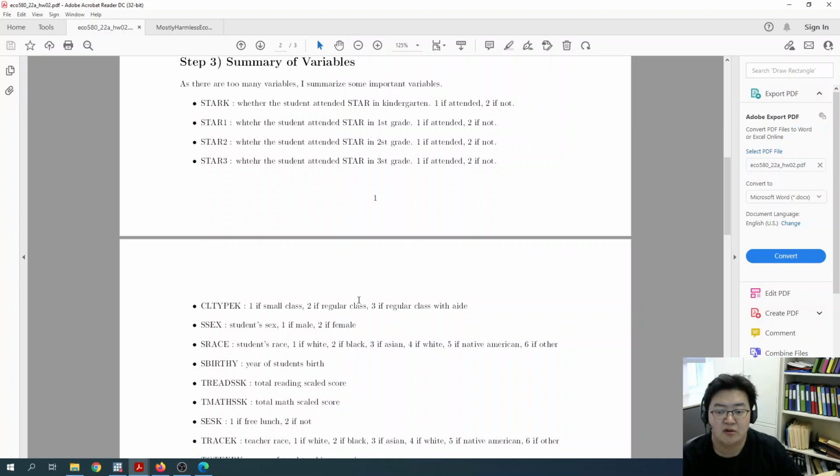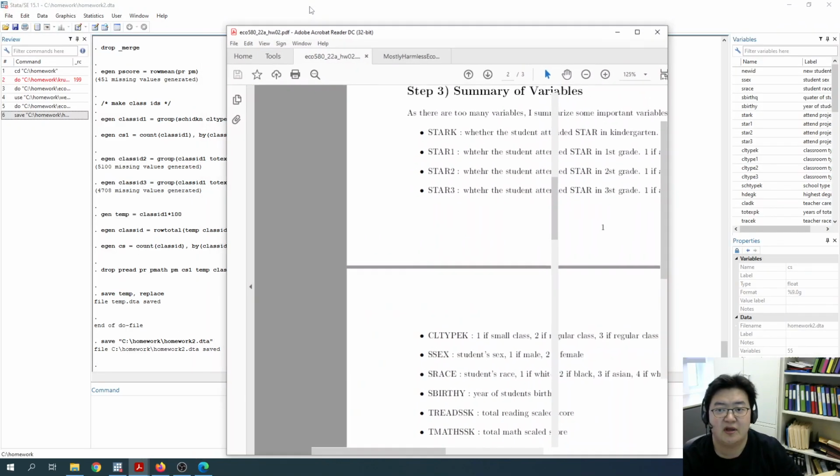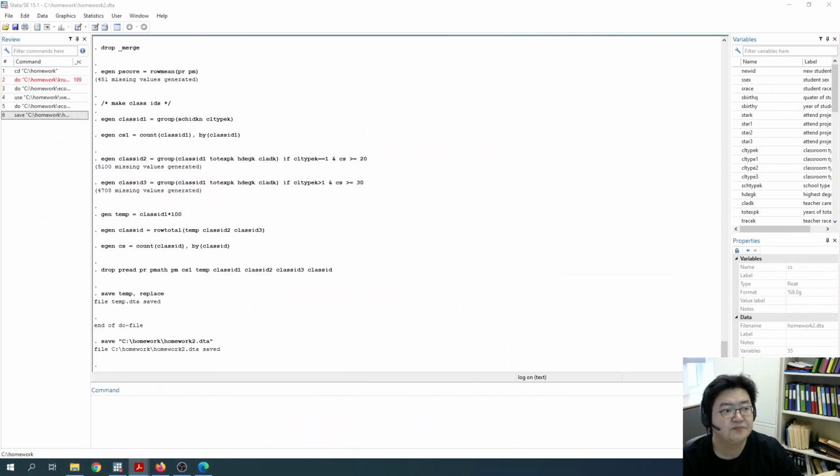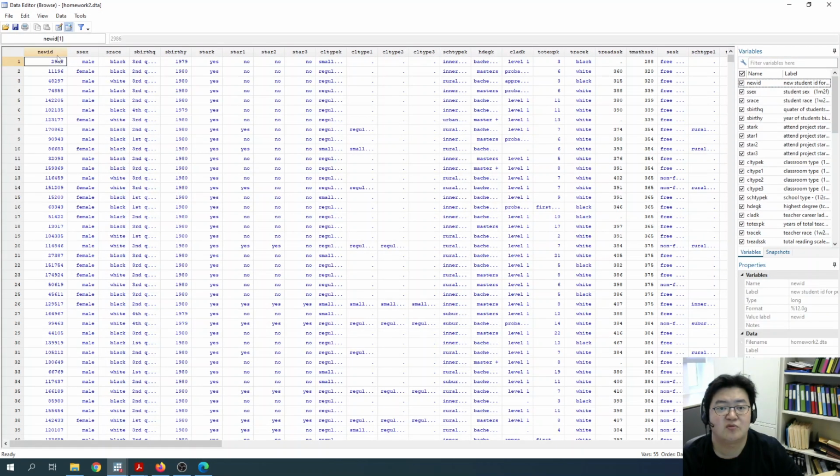Among a lot of variables, a few are not necessary for our analysis, so I will skip them and put them aside. So let's have a look. First, New ID is the identification number for a student. It says who's who instead of the name. And sex is the sex of the student, male or female.